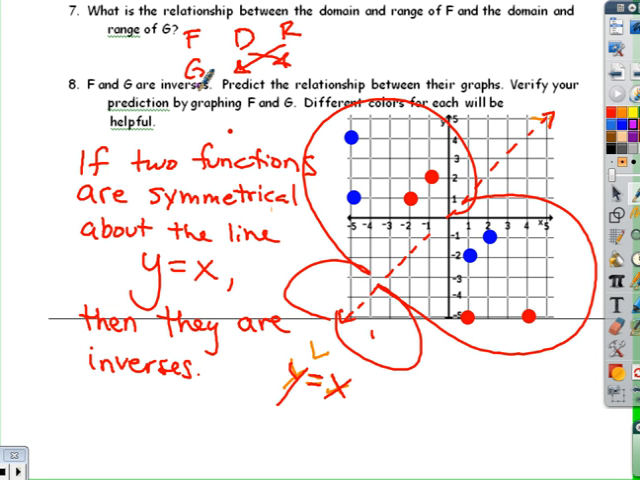So we plotted some points, and I know this is not all of the points, but this is one of the functions and this is the other. And if you notice, there is a symmetry. And the symmetry is about the line y equals x. It's a very important line when we're talking about inverses. And I like to see it as a butterfly. I want to tilt my head and see, is there symmetry about that line? And in this case, there is. If two functions are symmetrical about the line y equals x, then they are inverses.